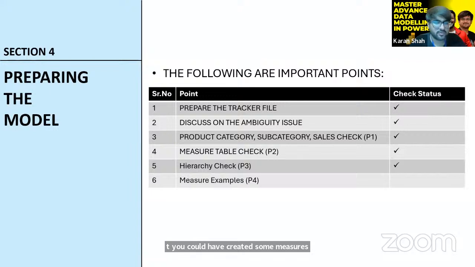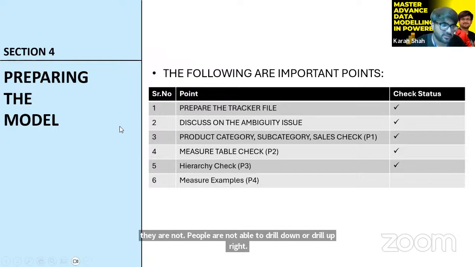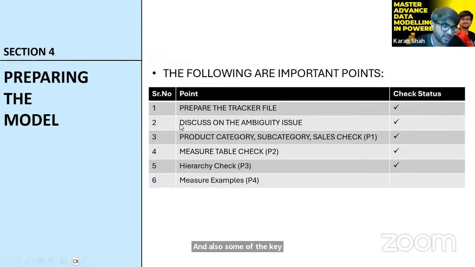The key takeaways from this session are: you need to prepare a tracker file whenever you are looking at such a large model. You need to create a measure table whenever you are working on such a large model. And one of the major things is you need to check the hierarchies also. There should not be a scenario where visualizations are created and people are not able to drill down or drill up. Also some key points from this session were the product category, product subcategory, and the dimension product linking.